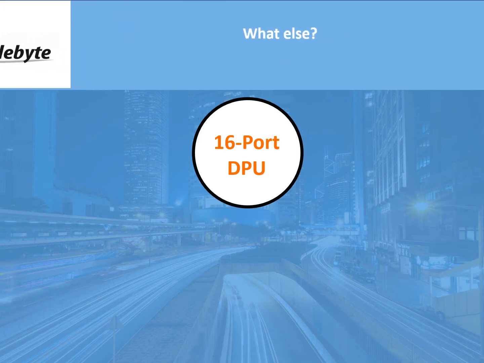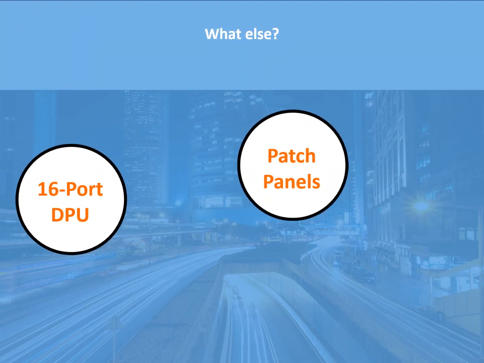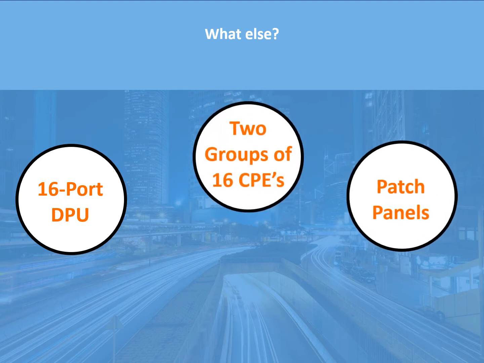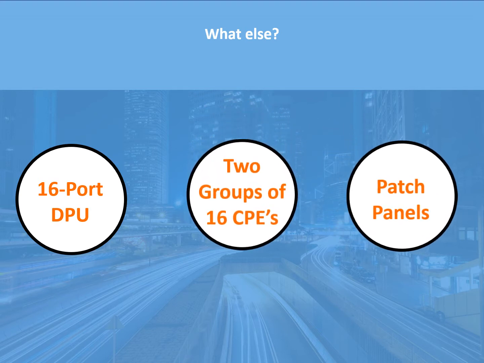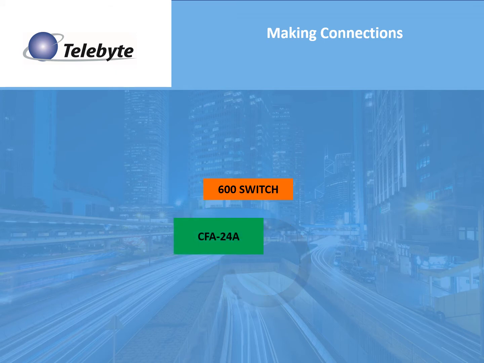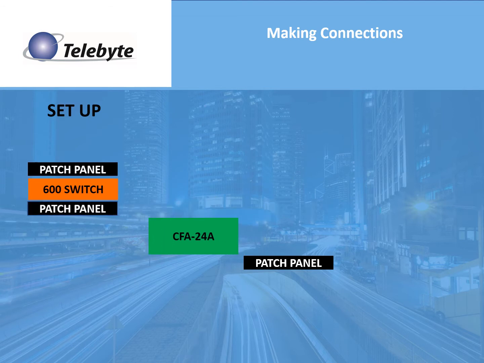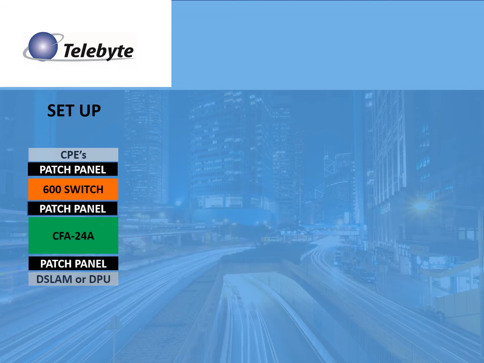What else do we need for our example? A 16-port DSLAM or DPU, patch panels, and 2 groups of 16 CPEs. Let's connect the 600 switching module, the CFA24A, the patch panels, the DPU DSLAM, and the CPEs for our example.